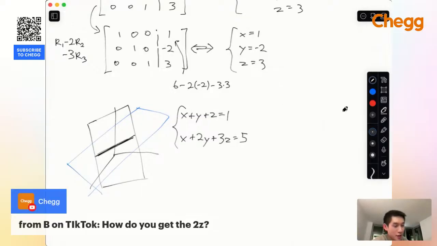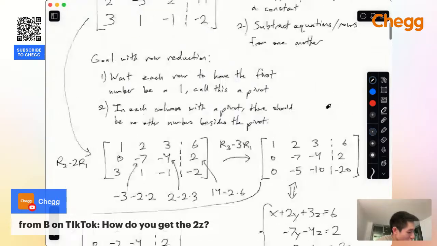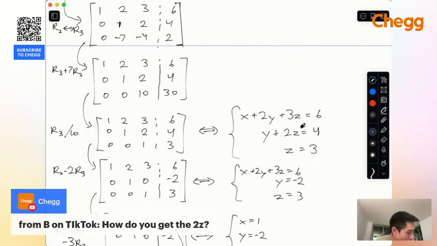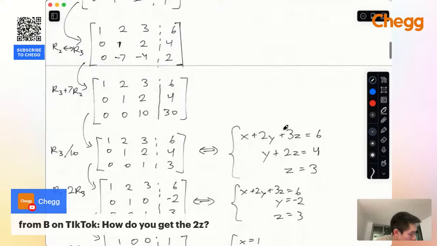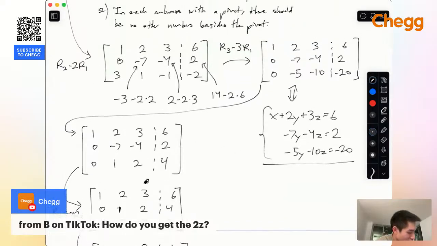Also from B on TikTok, how do you get the 2z? Let's see if I can see the 2z. Perhaps the question was on this step. I'm going to assume I did the arithmetic correctly. This 2z here is just how you interpret this row. Each row in this matrix represents an equation where the first column is my x variable, the second column is the y variable, and the third column is the z variable. So you see here, this column 3, 2, 1 corresponds to the z variables in my equations.